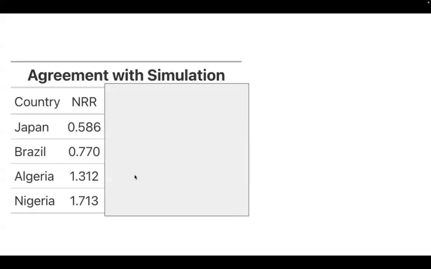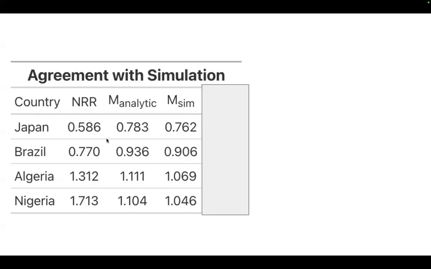So now I want to show you how this expression that I just showed you, even though it looks nightmarish, we're pretty confident in because it agrees with simulation results. Here I have four countries, chosen because they roughly had different NRRs in 2023: Japan, Brazil, Algeria, and Nigeria. And NRR, if you haven't seen that term, you can think of it as: if the NRR is less than one, the population is shrinking, and if the NRR is greater than one, the population is growing.